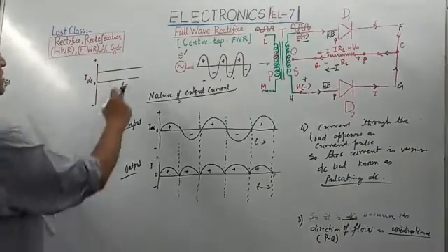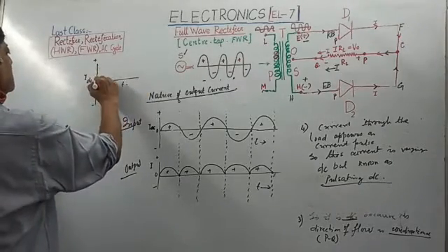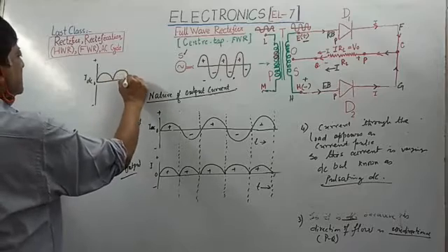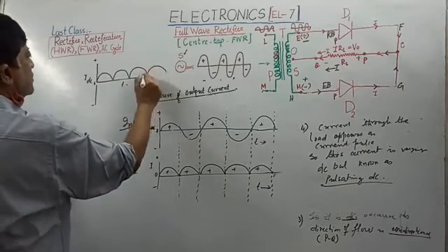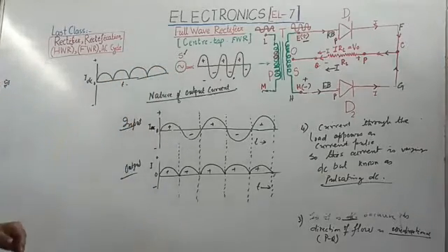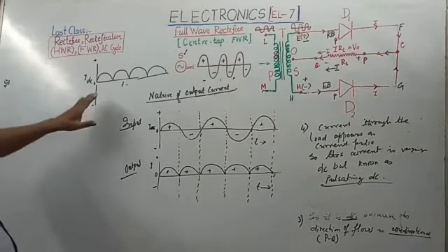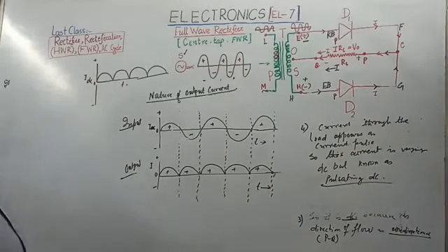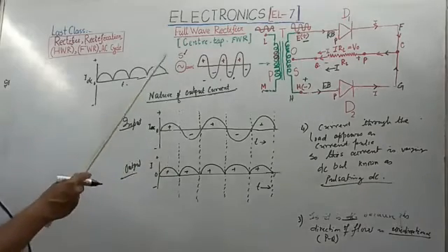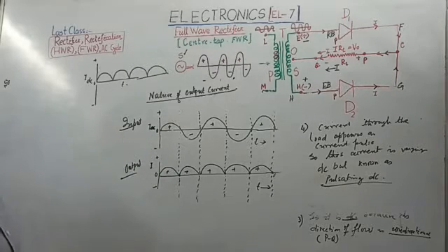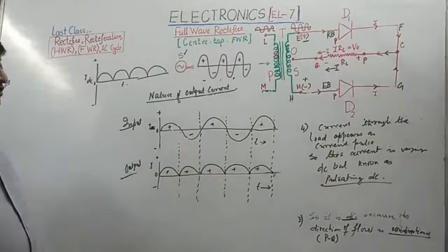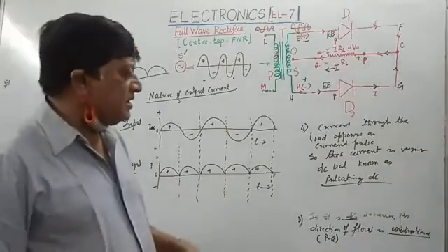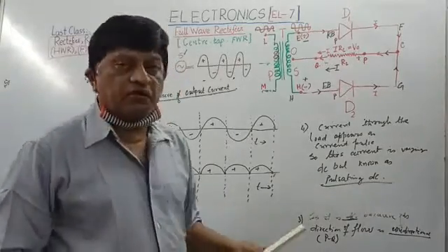But in our case that is not happening. In our case, it is like this. So this is a varying DC. Magnitude is varying and it appears as pulses. So this is how a full wave rectifier converts input AC into output rectified DC, which is known as pulsating DC.